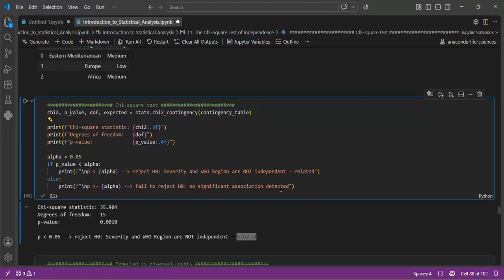But in this case, it is far less than 0.05. So we say that the relationship between the severity and the WHO region is statistically significant. That is, they are related, as in the WHO region would determine the number or the severity of COVID-19. So we are saying that that particular relationship is statistically significant. I hope you get it.